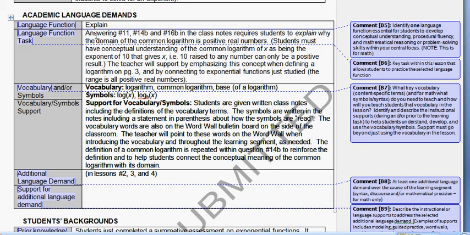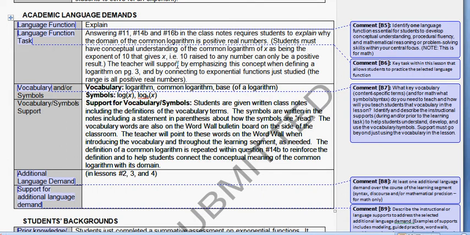So I list some places within, so there's some class notes associated with this lesson plan that, again, you don't really need to see right now. The point is really to talk about that within the class notes, students are asked to explain why the domain of the common logarithm is positive real numbers. So they're asked to explain that. And then there's a couple other examples listed here. And then I always want to talk about how you're going to support that.